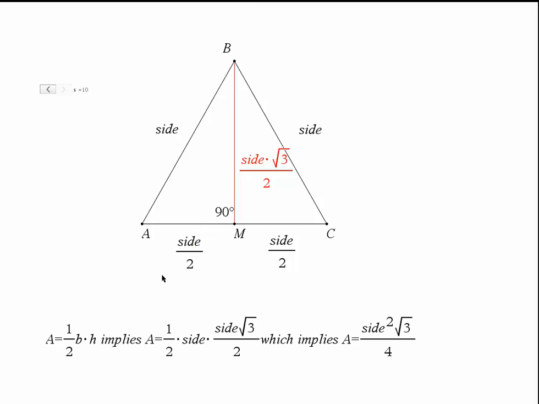The area of the triangle is 1/2 base times height. So if we take 1/2 from the formula, the side being the base, and the side root 3 over 2 being the height, we can multiply that out and get side squared, square root of 3 over 4.